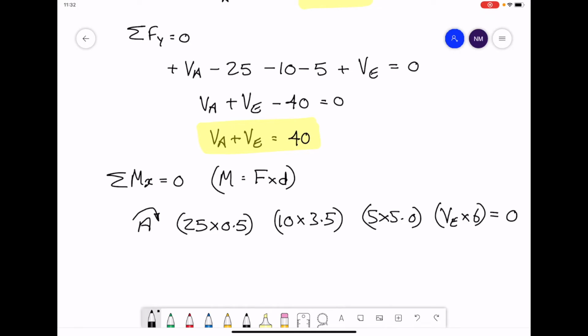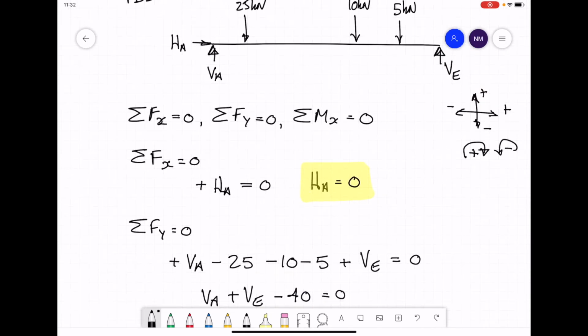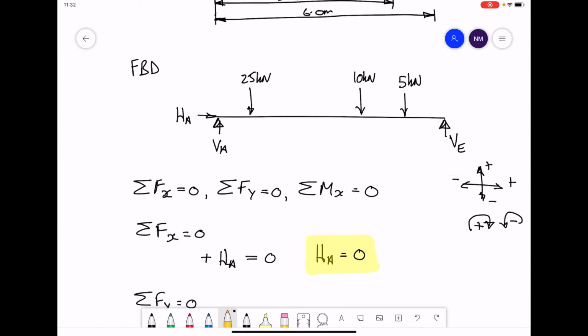Now we must consider clockwise moments or anti-clockwise moments for each of these. Remember, clockwise moments are positive, anti-clockwise moments are going to be negative. So going back up to the free body diagram, remember, consider each force as though it were on a piece of string. Holding the piece of string at point A, how would each force rotate around that point A? And for the first one, 25 kilonewtons, it will want to rotate round clockwise, and therefore it will be a positive moment.